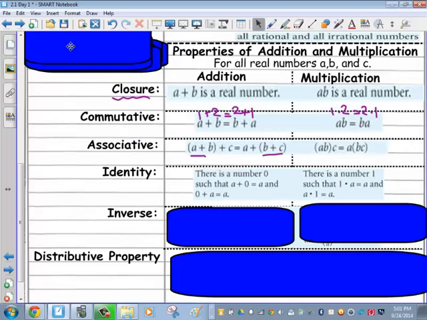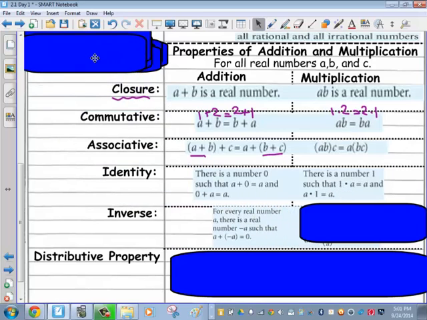The identity property of multiplication is a little bit different. It's not multiplying by 0. What do you have to multiply a number by to get that same number out? Well, in this situation, you're multiplying it by 1. So if you have 3, that's your number, you multiply it by 1, you'll get 3 out. So that's the identity property of multiplication.